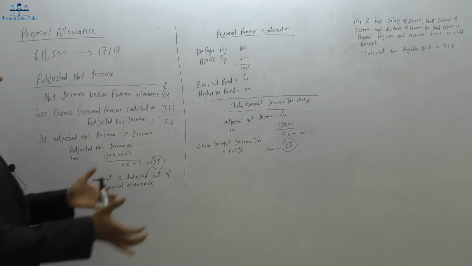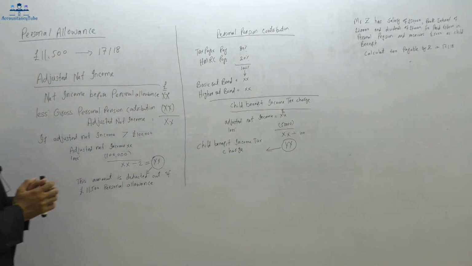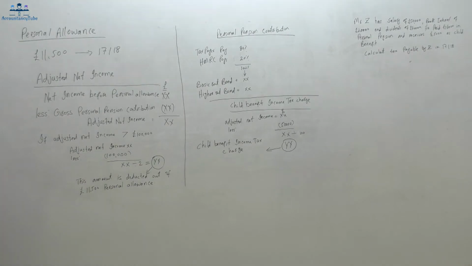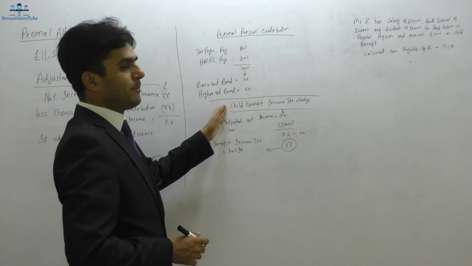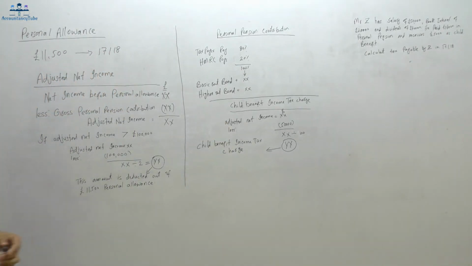So it is telling me another benefit of personal pension contribution, that whenever I contribute more amount towards my personal pension contribution, chances are I might be able to get maximum amount of child benefit. All right. So that's what you can write in your exam as well.